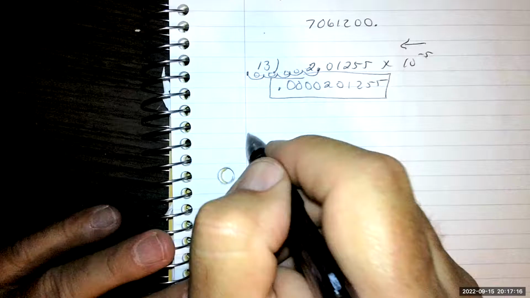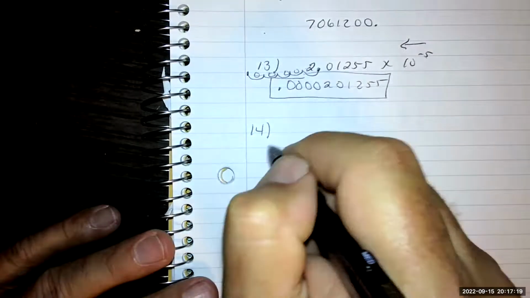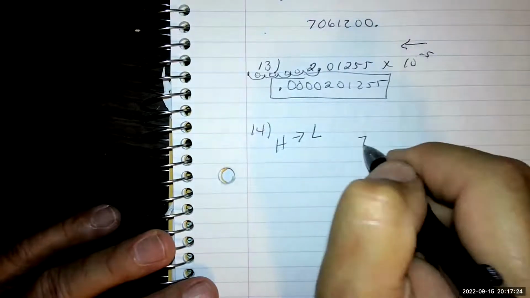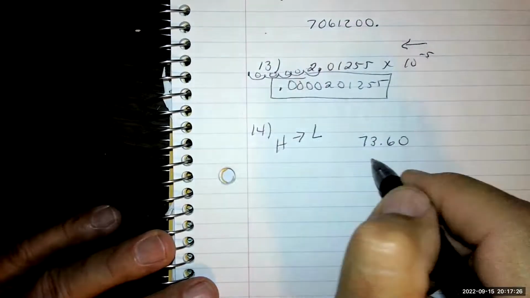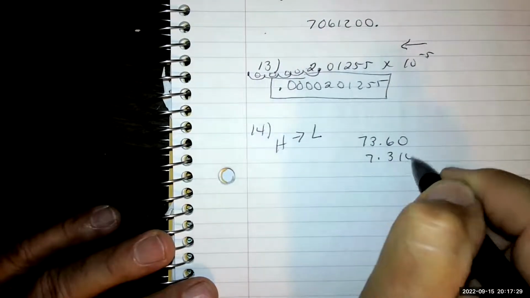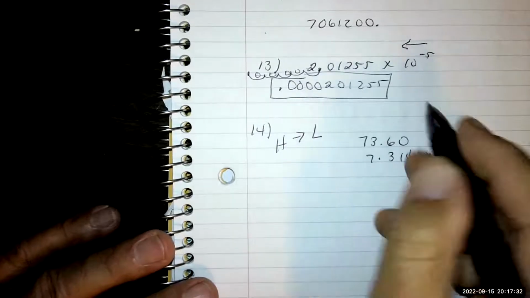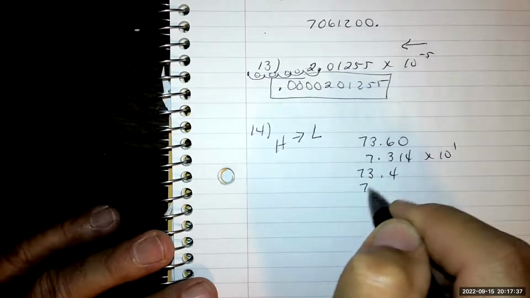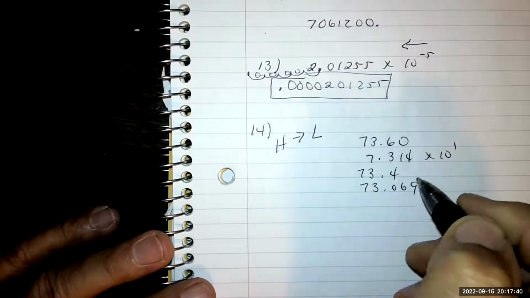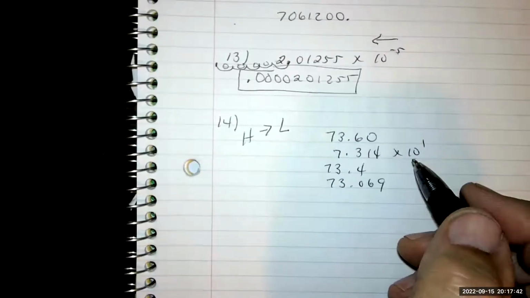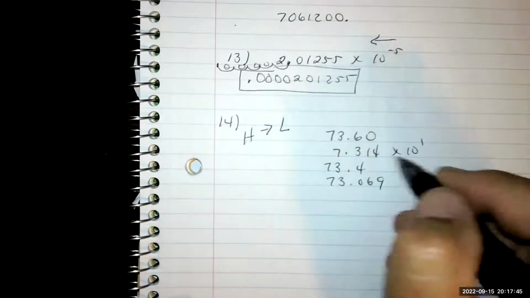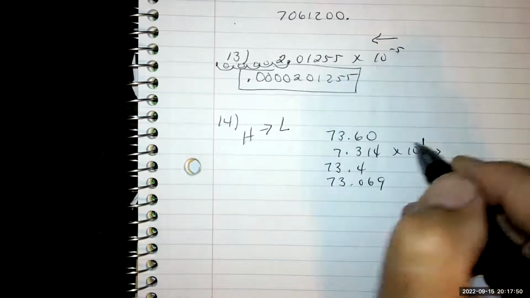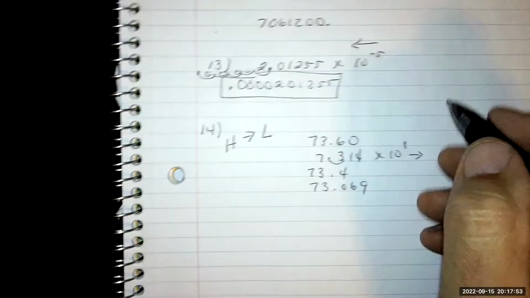Number 14. Number 14, we are to go from highest to lowest number. All right, so I'm going to lay these out like they are in decimal form. Okay, so here's my numbers. I think I got them all for 1, 2, 3, 4. Okay, the only one that's not in full decimal form is this one. It's a scientific number. So we're going to convert this. This means move it over. It's positive, so move it over 1. So we're going to move it over 1.